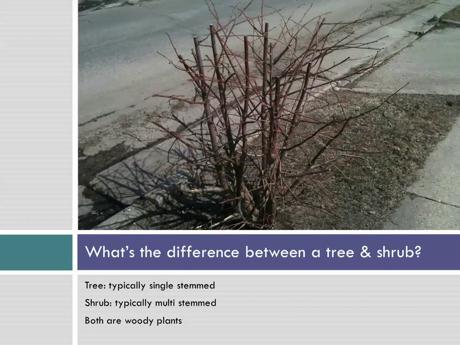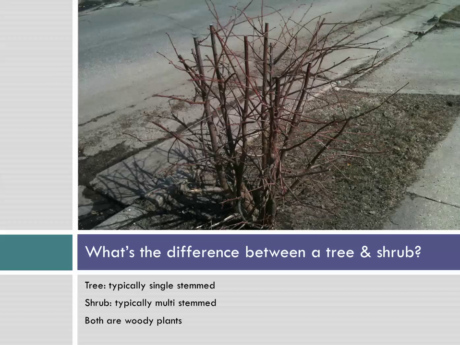So what's the difference between a tree and a shrub? Well, a tree is going to typically have a single stem. It can have, you know, few to many, but typically single stem. And a shrub is definitely more than that. So it can be a few to many. Both are woody plants. And basically what it boils down to, it's all in how you prune it.